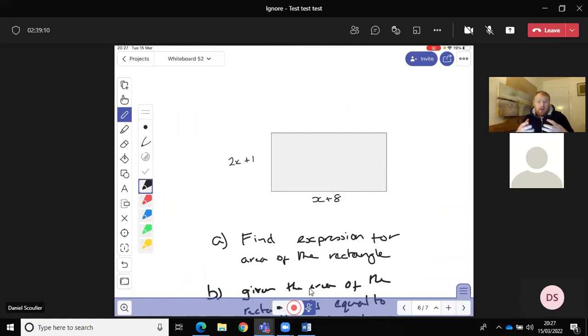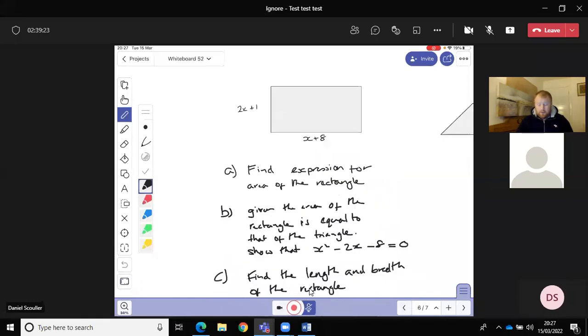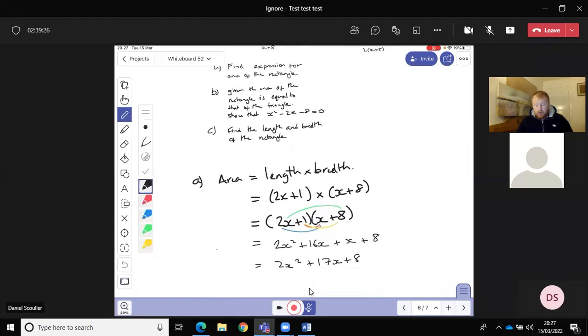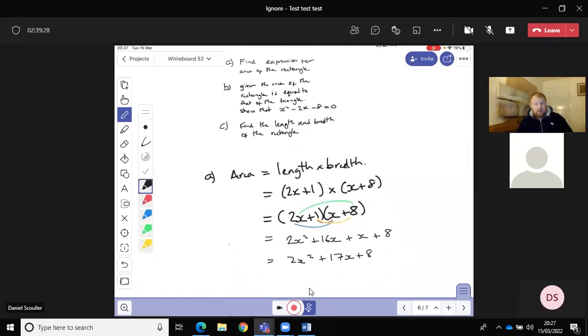We know the area of a rectangle is length times breadth. We're just putting that into an equation: 2x plus 1 in a bracket multiplied by x plus 8 in a bracket. Then we're just breaking those brackets up and getting that full expression, working through it to get 2x squared plus 17x plus 8.